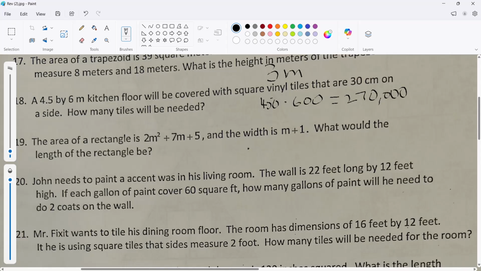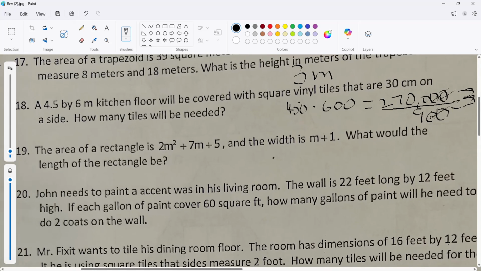270,000 square centimeters. And then the square tiles are 30 centimeters on a side, so their area is 30 times 30, is 90. So I divide the total area by the area of each tile, and 9 times 3 is 27. Oh, it's not 90, it's 900. 30 times 30 is 900. 27, and then put those two zeros. The answer, you can do it on your calculator, is 300 tiles.